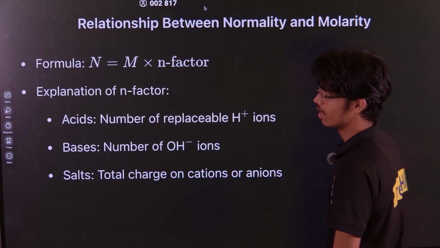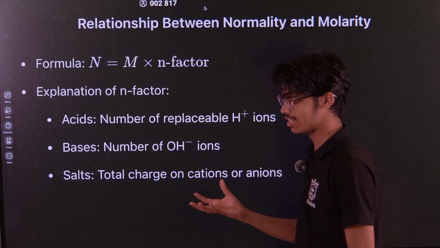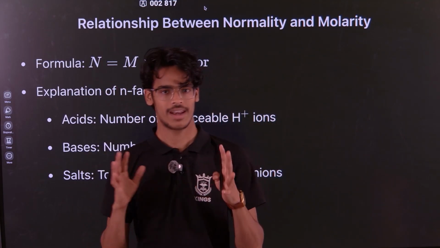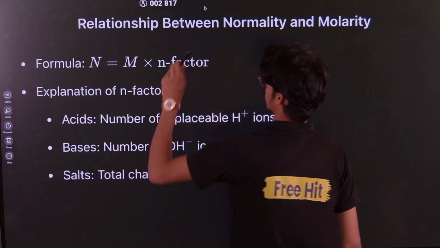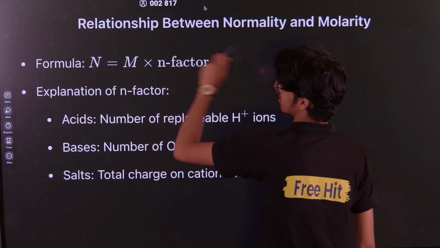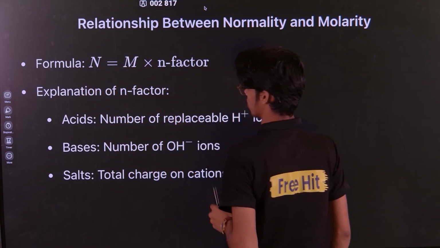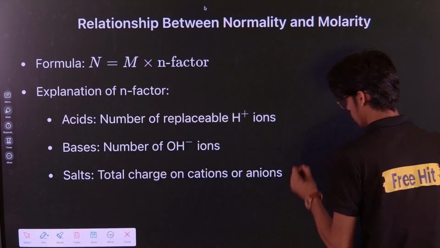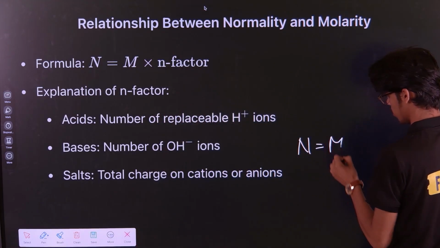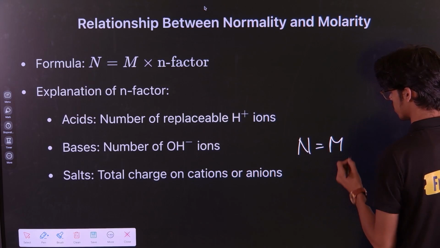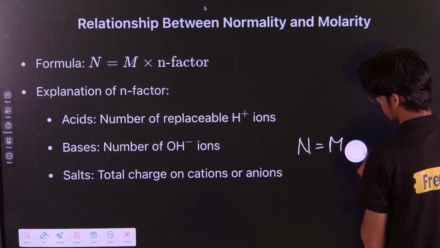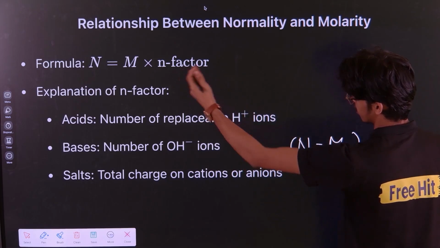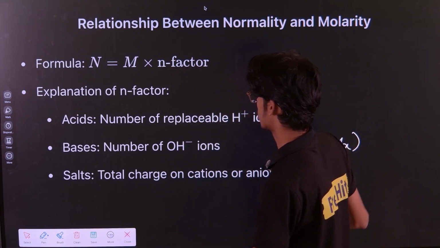Let's move forward. Because normality and molarity are quite similar to each other, there must be some kind of relation between them. The relation between normality and molarity is N = M × n factor. You can say n factor or x factor. A lot of people say x factor, a lot of people say n factor. You can say whatever you want, but I like to say x factor, although the thing mentioned here is n. Now what is this x factor or n factor?